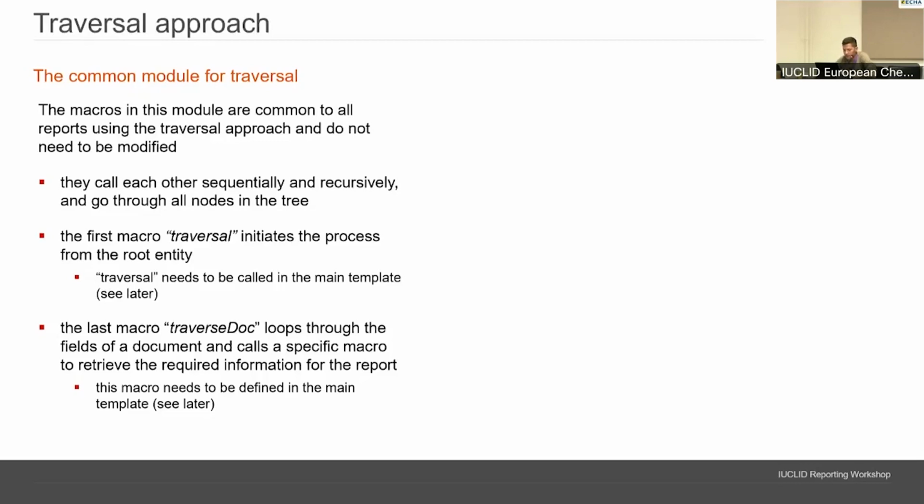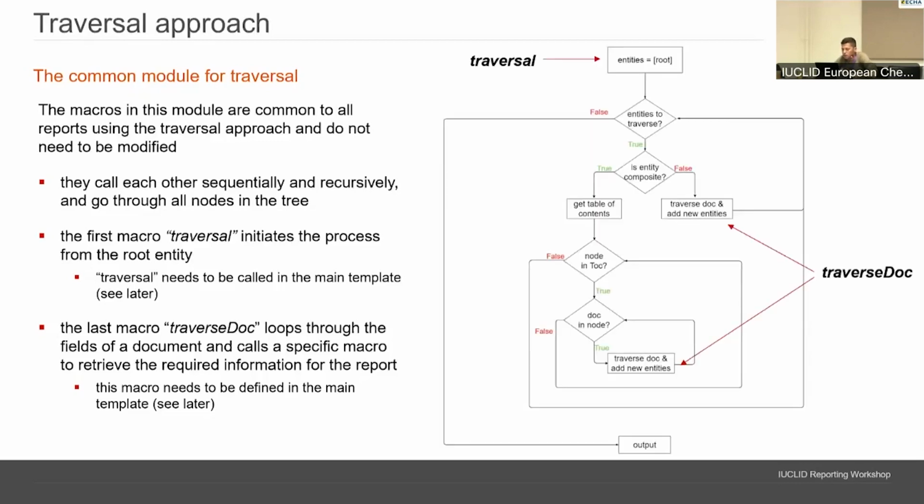And here on the right, you see the flowchart of what this does, so how the algorithm works. The first macro in this module, called traversal, initiates the process. We only have to pass one argument, which is the first entity we need to start traversing. And this is usually the root, our main mixture, okay?